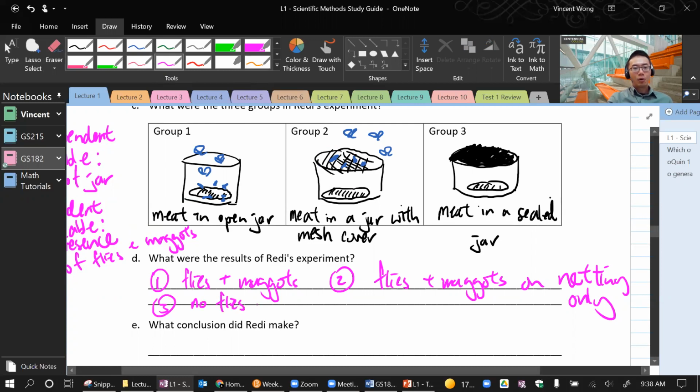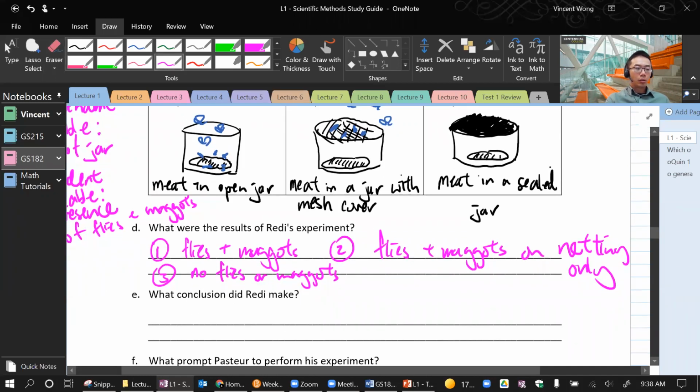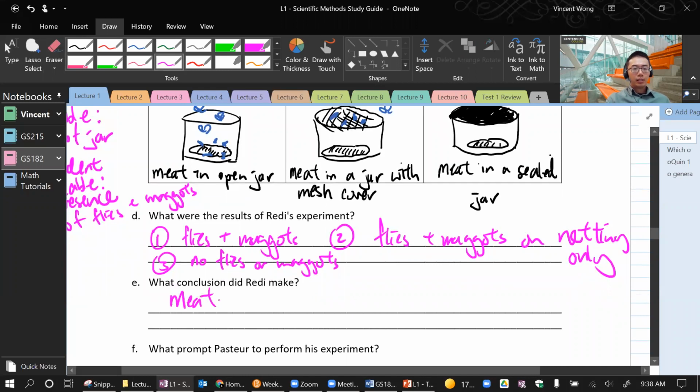So based on this, by changing one variable, the type of jars that you have, he was able to show that the maggots do not come from the meat. Because if the maggots did come from the meat, you would have seen maggots and flies forming from this piece of meat that is sealed from the outside world. So based on this, he concluded that meat does not produce flies or maggots.